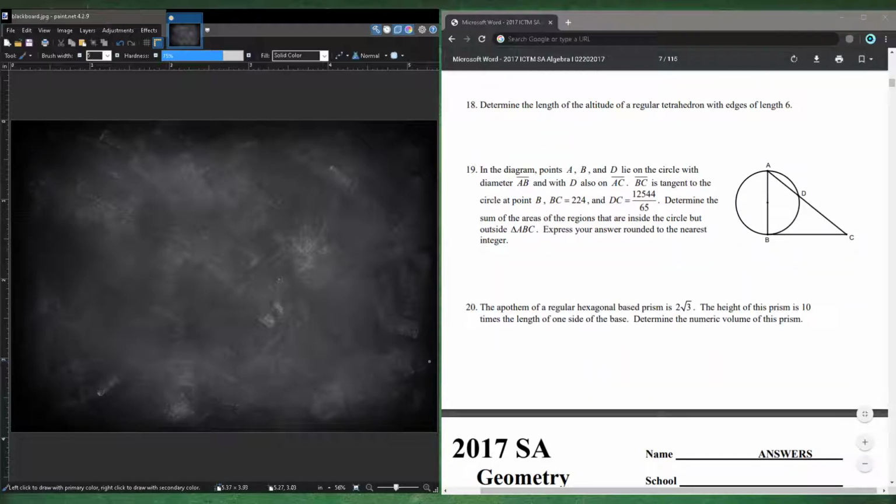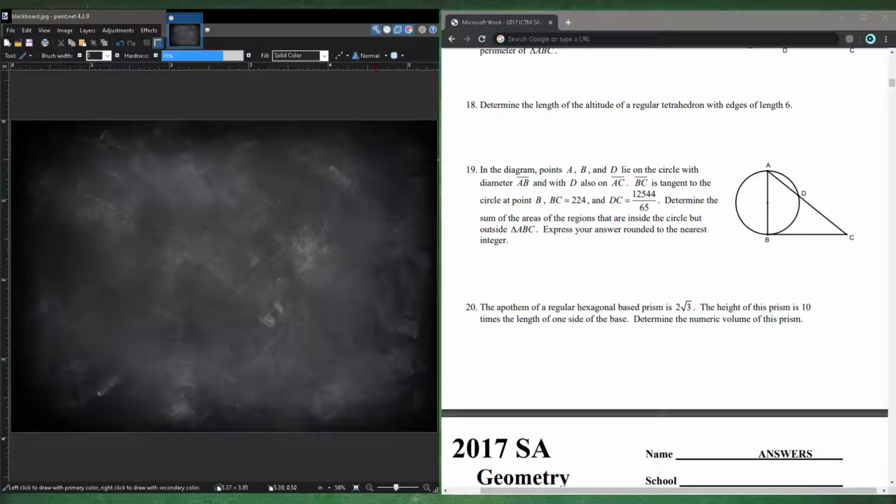Number 20. The bottom of a regular hexagonal base prism is 2 square root 3. The height of this prism is 10 times the length of one of the sides of the base. Okay, so find the volume. So let's draw the base, which is a hexagon. It's okay, I'm gonna redraw that. Okay, looks somewhat good. So the bottom starts from the center and goes straight down. So that's your bottom, so that's 2 square root 3.